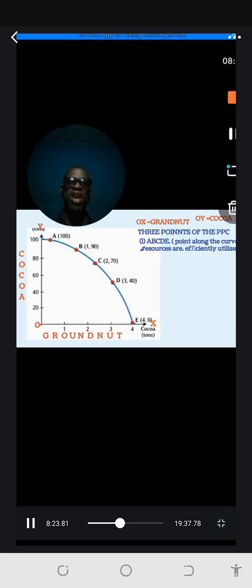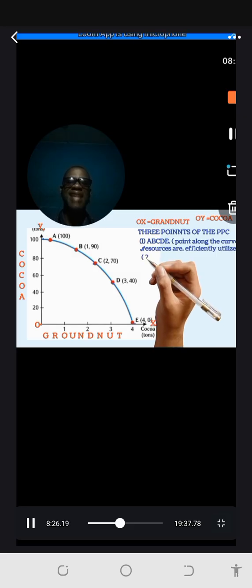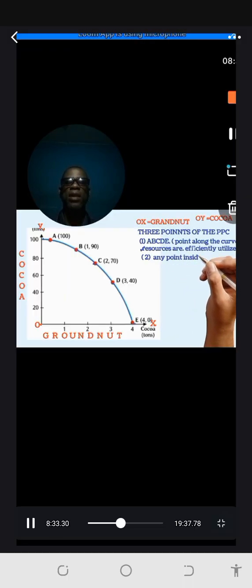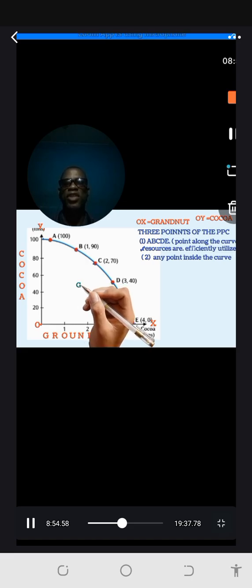Now we are going to take another imaginary point inside the curve. That is point 2. Any point inside the curve represents inefficient use of resources. Now let us assume a point, say point G, inside the curve.